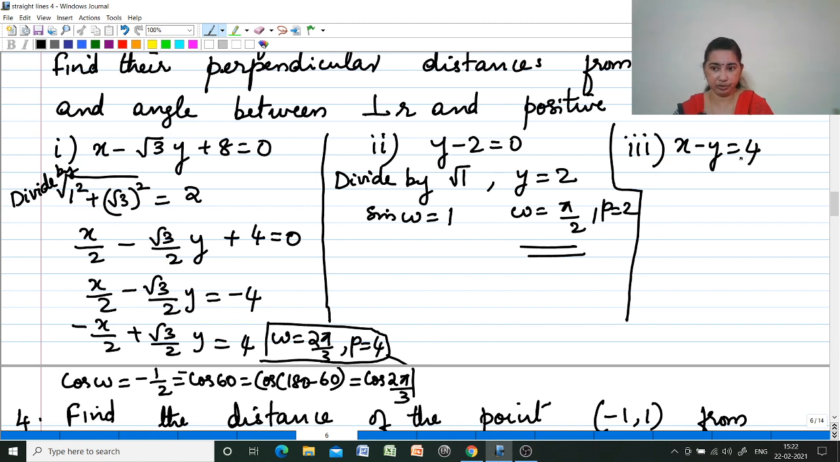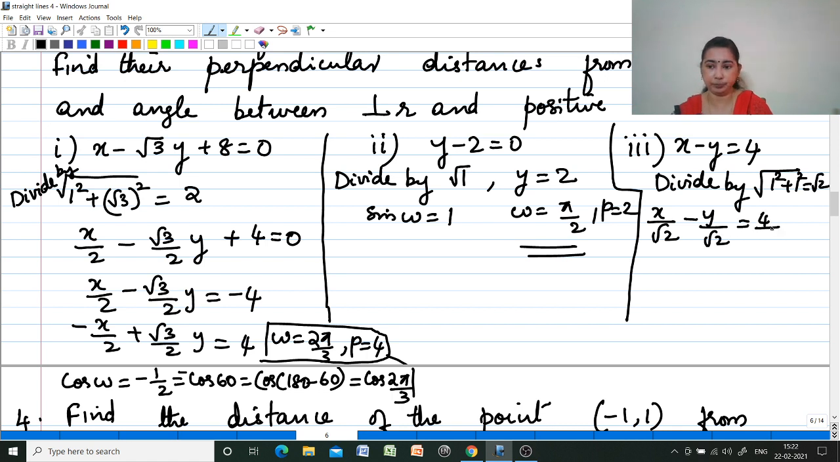x minus y is equal to 4. So with what we have to divide? Divide by root of a square plus b square, that is 1 square plus 1 square, which is equal to root 2. Dividing throughout by root 2, we are getting x by root 2 minus y by root 2 is equal to 4 by root 2. 4 by root 2 is the same as 2 root 2. Then x cos omega is equal to 1 by root 2 and y sin omega is equal to minus 1 by root 2.